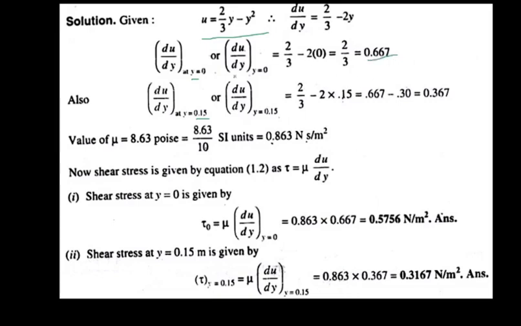So du by dy at y is equal to 0, the answer is 0.667. Similarly, du by dy at y equal to 0.15, what will it be? Wherever the y value is there, what should we put? We should put 0.15. When we put it, what answer comes? 0.367. So du by dy at 0 is 0.667, and at 0.15 is 0.367.